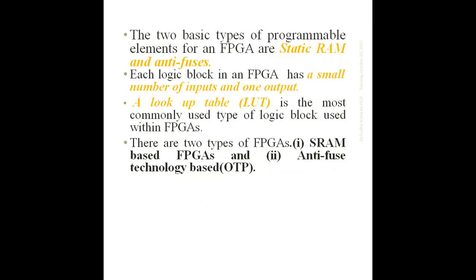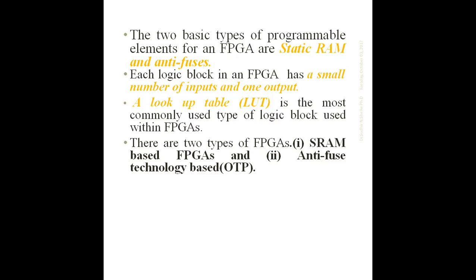There are two basic types of programmable elements. They are the static RAM and anti-fuse. One more is the flash. These three are there. We'll go into detail on the static RAM, the flash, as well as the anti-fuse.